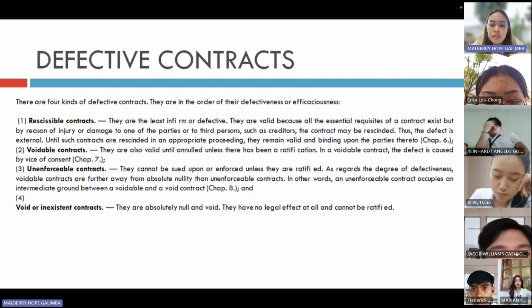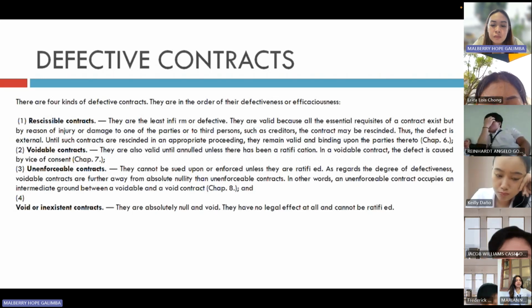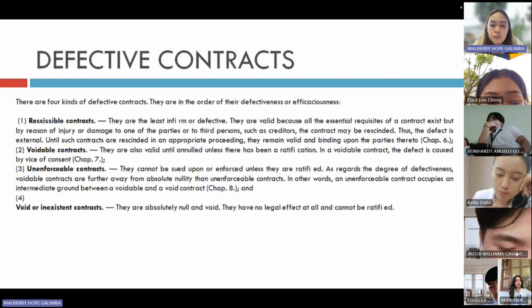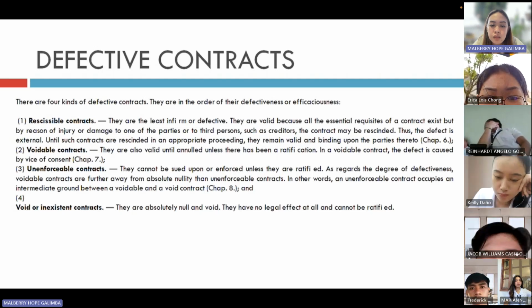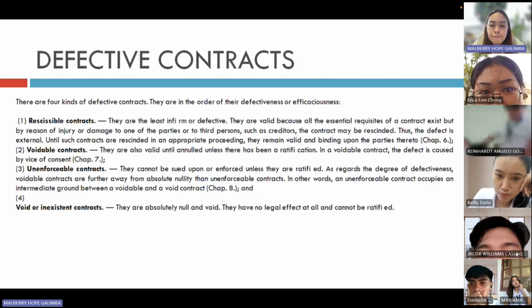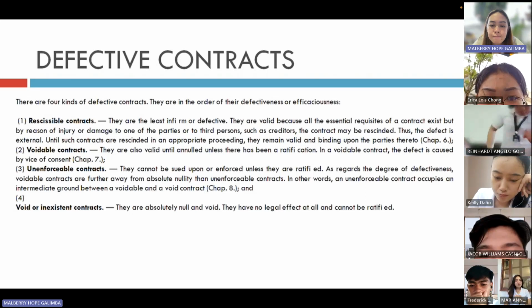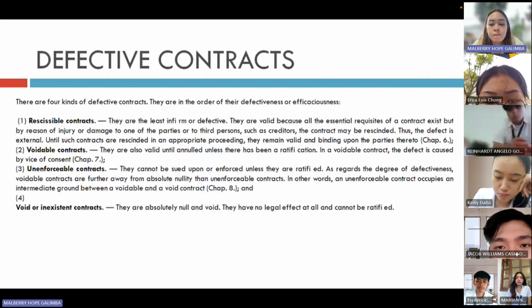So rescissible contracts, as I said, are valid contracts until rescinded, until they're canceled in court. Their defect is external. And how about voidable contracts? They're also valid. Voidable contracts are valid contracts until annulled. You go to court and have it annulled. You call it annulment of contract. Unless there has been a ratification.